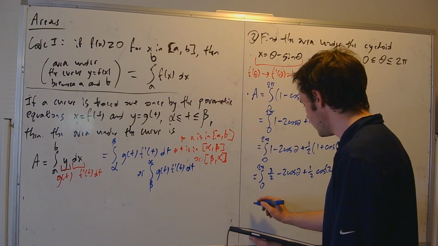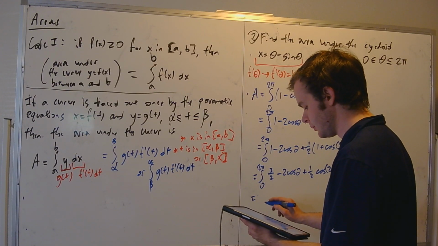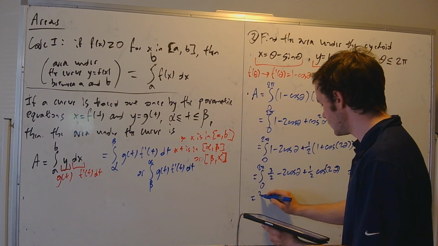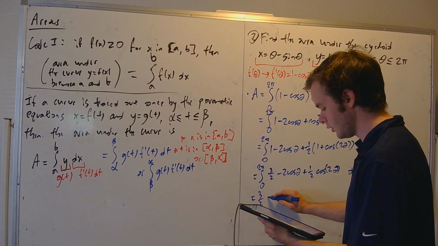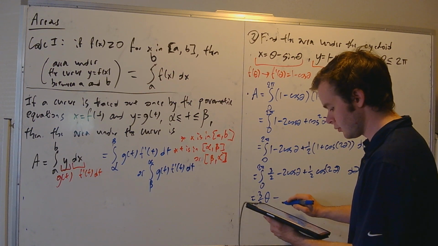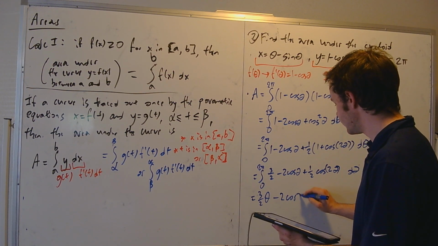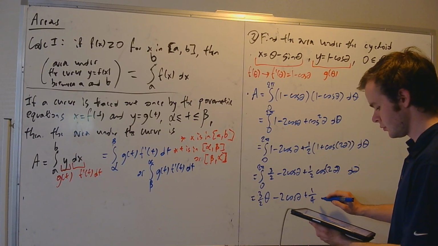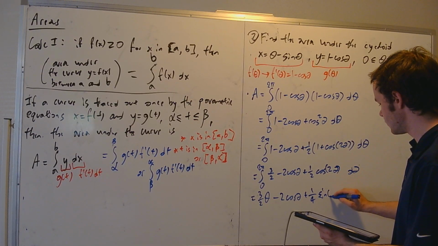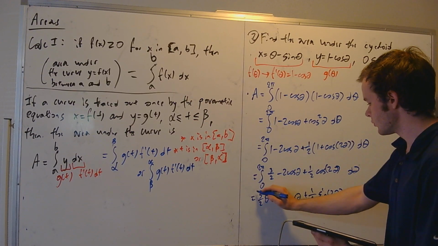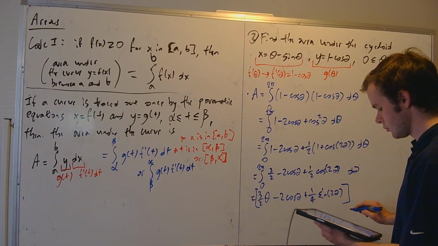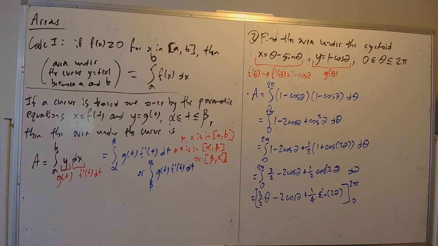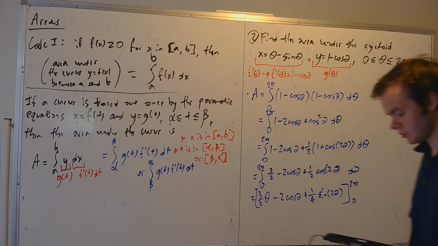But just what you get out of that is going to be, sorry, I'm going to plug it in a second, but let me just write out what you get here. Alright, so you get this evaluated from 0 to 2 pi. Now you just need to plug in the numbers.